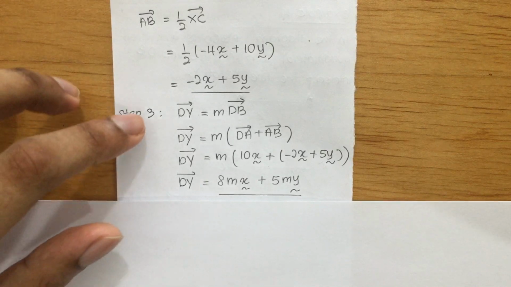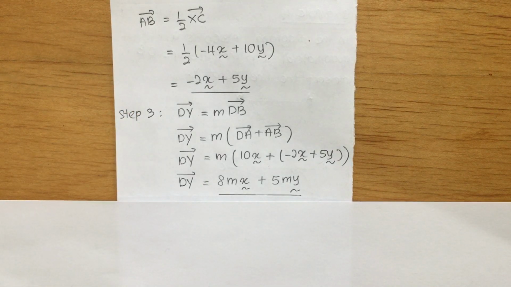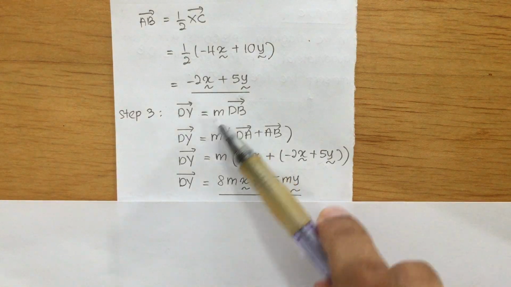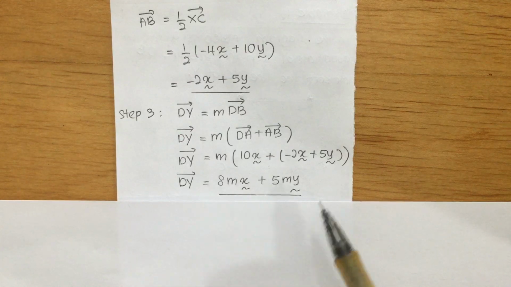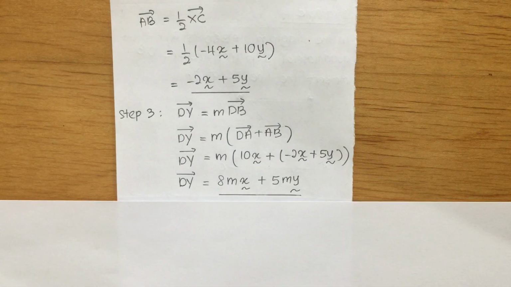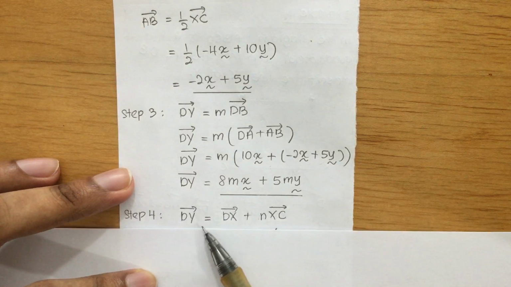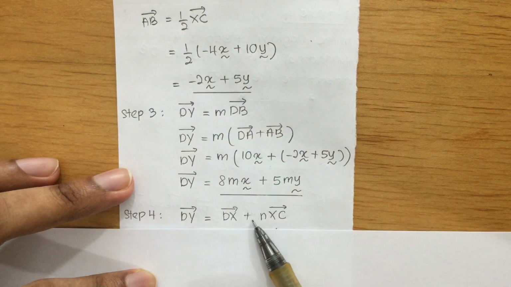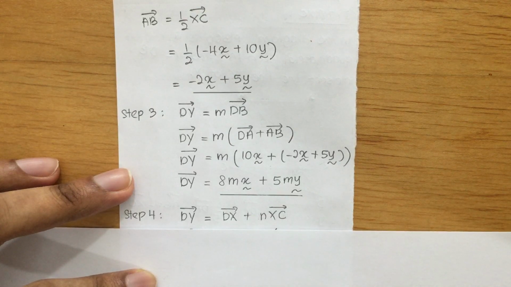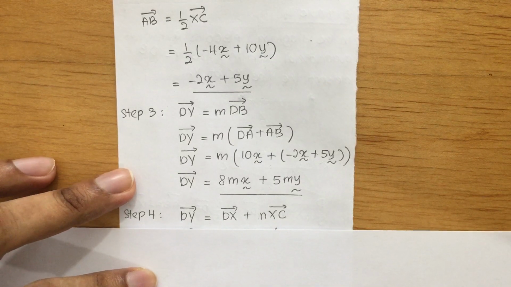Once you solve step 3, now we can proceed with step 4. Remember, there are two expressions of vector DY. One is in terms of m, which we have already solved. Now we can proceed to in terms of n. Step 4: DY is equal to vector DX plus n of vector XC. Vector XC we have already found over here. So now we can proceed to calculate another expression of vector DY.